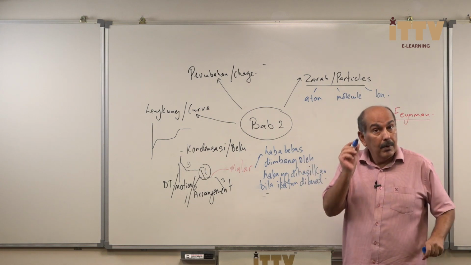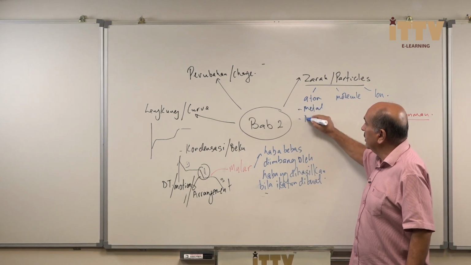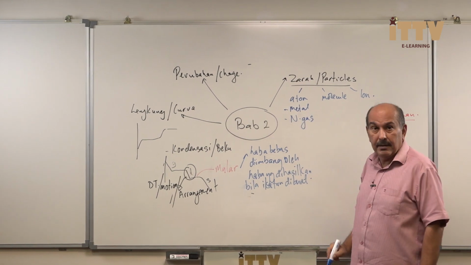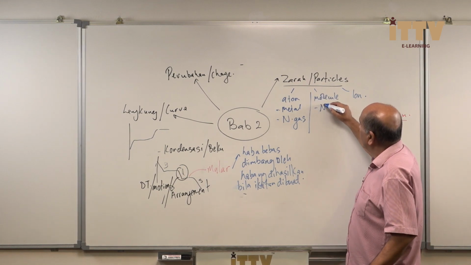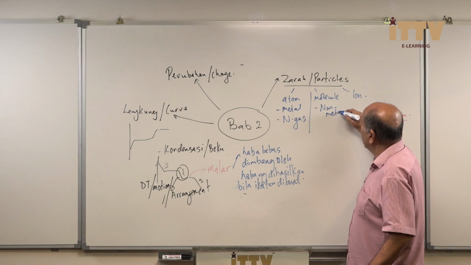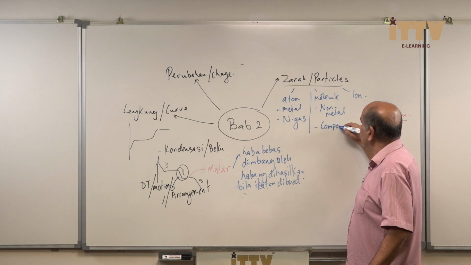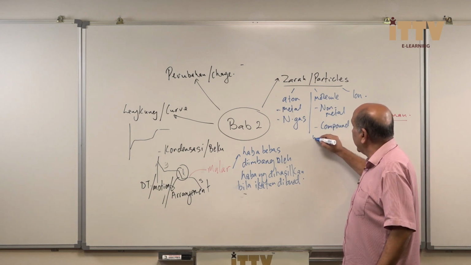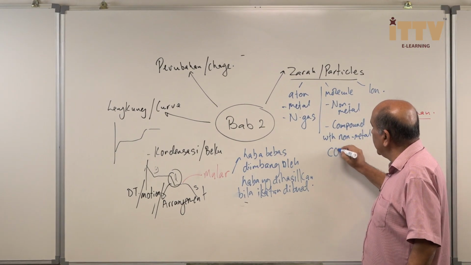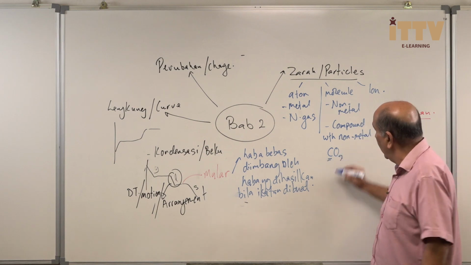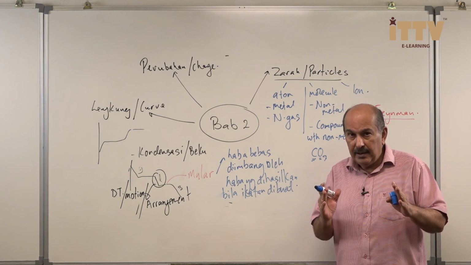Okay, so who has atoms? Metal and noble gas. They contain atoms. Who has molecules? Non-metal, like that. Or any compound. Compound, sebatian, with non-metal, like carbon dioxide. Carbon is non-metal, oxygen also is non-metal. You understand what I'm saying?